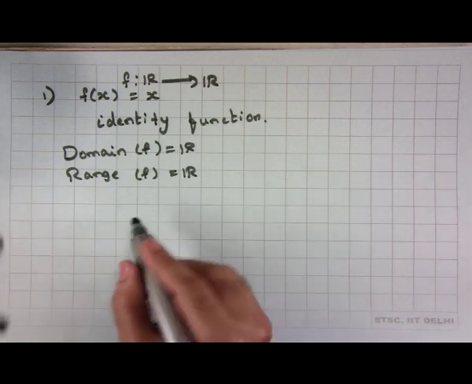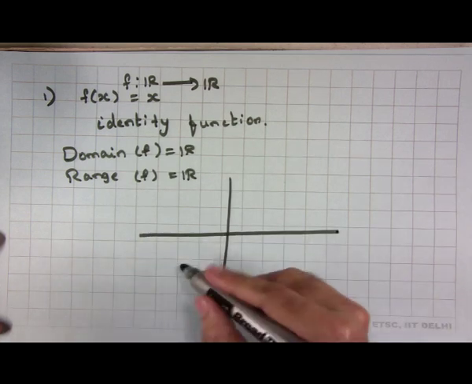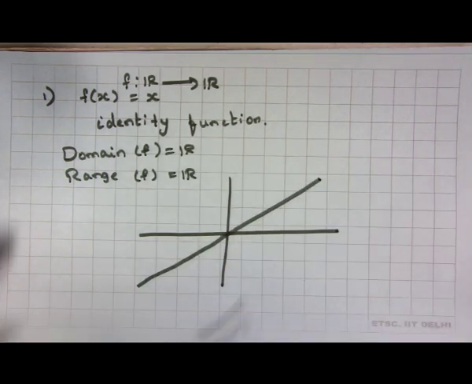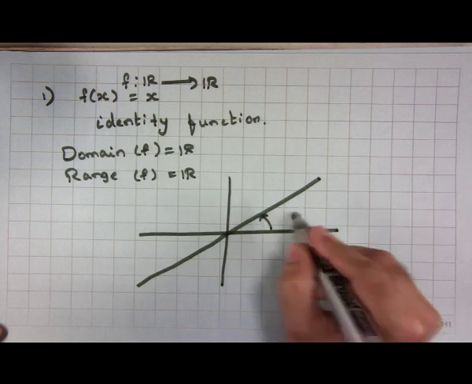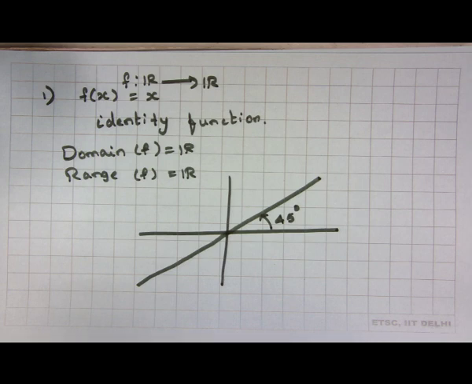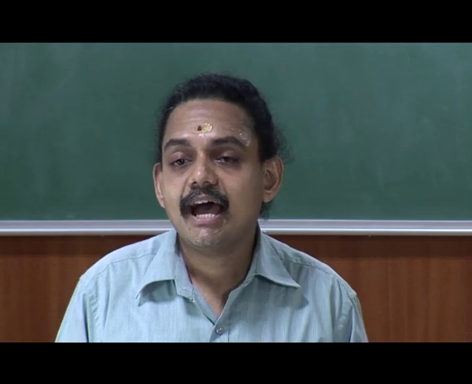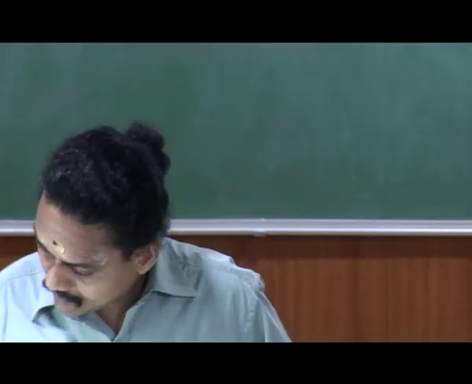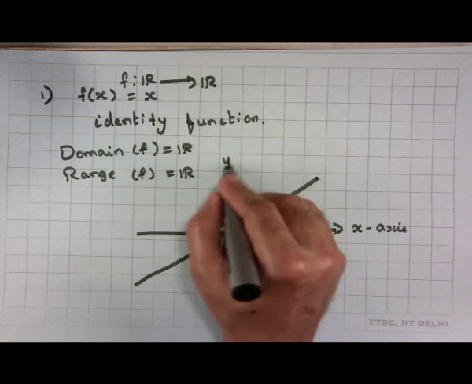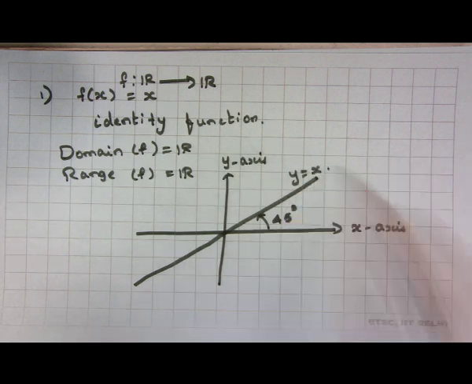Now, let us try to draw the diagram of this function. You can notice that this exactly passes through the origin and it cuts the x axis at an angle of just 45 degrees. This is exactly the straight line passing through the origin, making an angle of 45 degrees with both the x axis as well as the y axis. So, this is your x axis, this is the y axis, and this is the one that corresponds to y equal to x, or f of x equal to x.